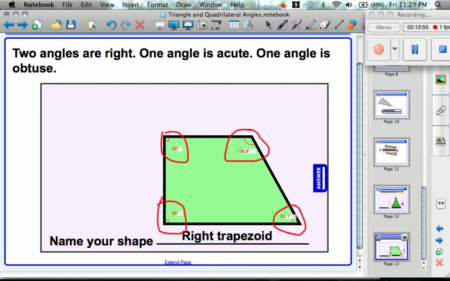All right. Well, that is the end of our lesson for today. From the end of today, hopefully, you now know how to find the measurement of the missing angle within a triangle as well as a quadrilateral.